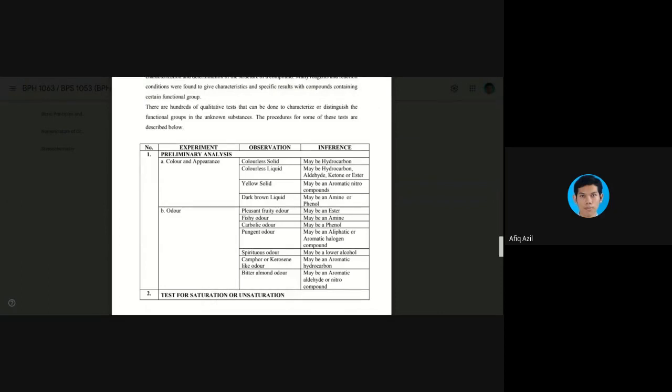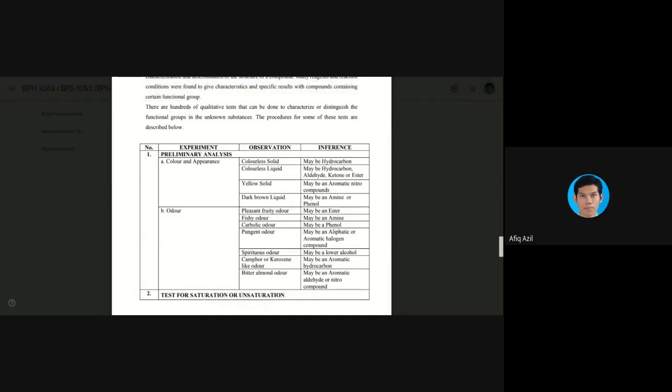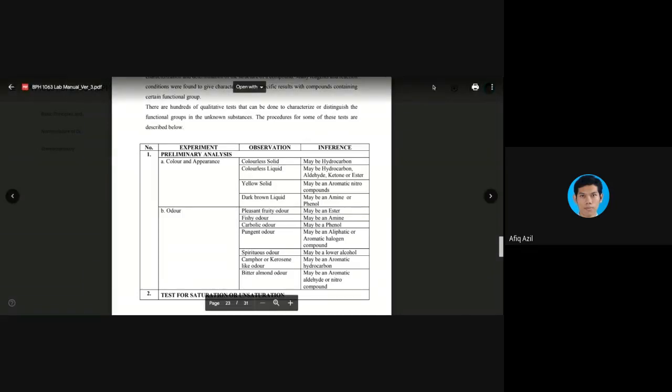So basically, the unknown sample given to you could be in either solid or liquid physical state. When you receive the sample, you can check for the color and appearance, and also analyze the odor or the smell of the compound.